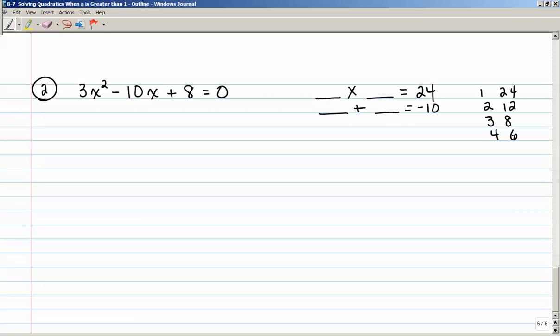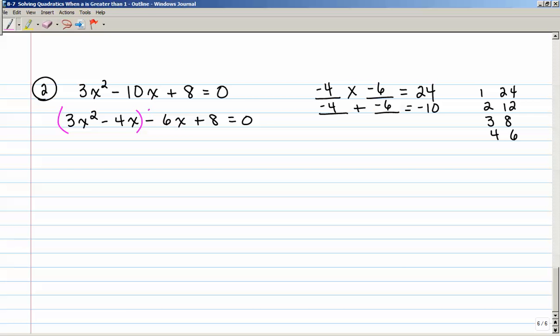And I think I am liking 4 and 6 because I know 4 plus 6 is 10, or if I do a negative 4 and a negative 6, that works. They multiply to a positive 24. So I'm going to use the negative 4 and the negative 6 to rewrite the negative 10. So 3x squared minus 4x minus 6x plus 8 equals 0.